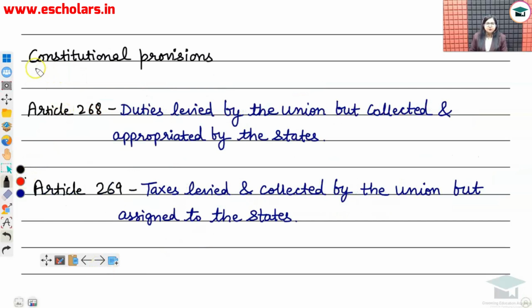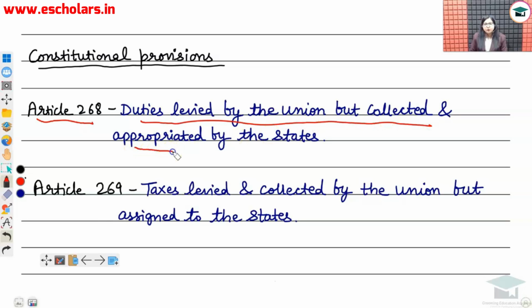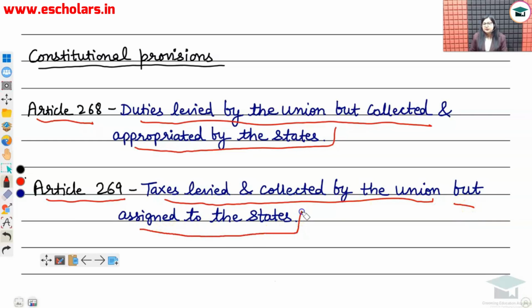So here are some of the constitutional provisions related to the taxation or the grants or loans by the public for public expenditure. Here Article 268 relates to the duties levied by the union but collected and appropriated, or you can say distributed, by the states. Whereas Article 269 relates to the taxes levied and collected by the union, that is the central government, but assigned to the states, or you can say state governments.